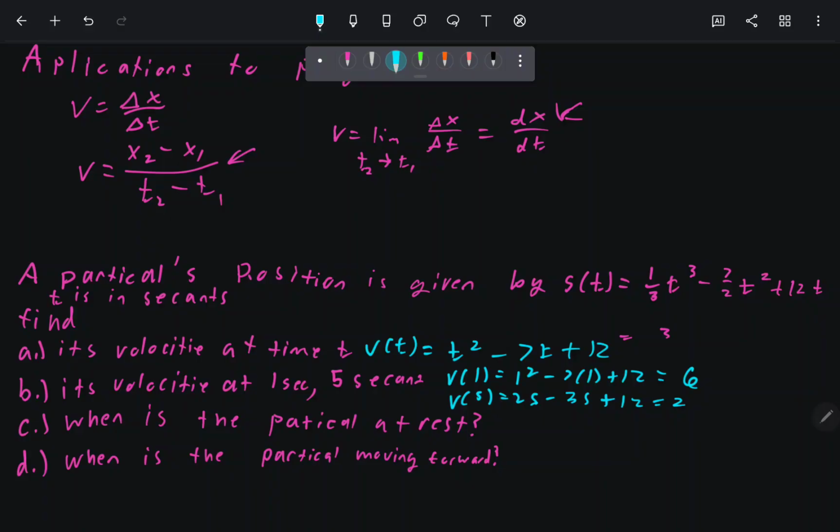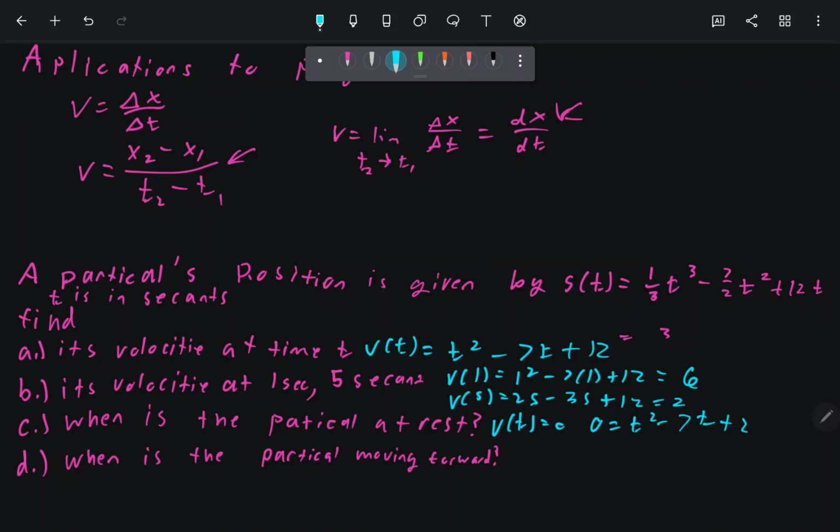How are we going to find when the particle is at rest? What does it mean for the particle to be at rest? The particle is at rest when v(t) is equal to 0. So we're going to set this velocity function to 0, and we get 0 = t^2 - 7t + 12.